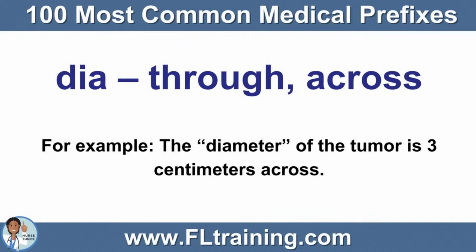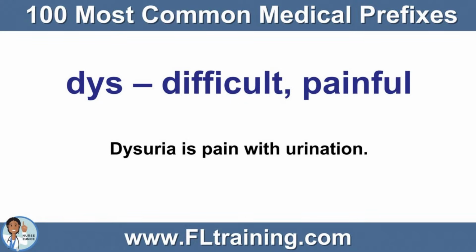Dia means through or across. So the diameter of the tumor is 3 centimeters across. And so you'll usually see the length or the size of tumors on CAT scans, on MRIs, and that's when you'll see the term diameter, more likely. Dys, DYS, means difficult or painful. So dysuria is pain with urination, and that is common whenever a patient has a urinary tract infection.